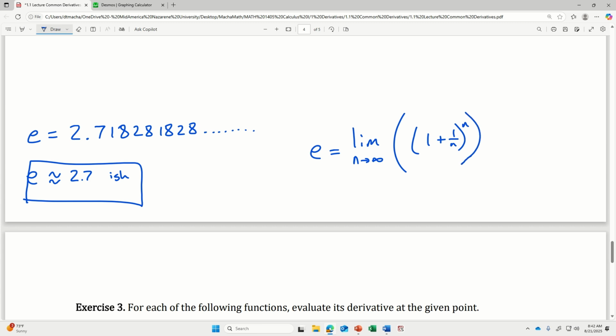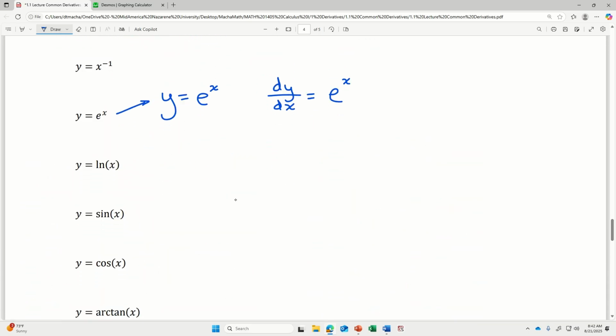So what does that mean? That means if you want a good approximation of e, you could do 1 plus 1 divided by 1,000,000, all raised to the power 1,000,000. And if you want an even better approximation of e, you could do 1 plus 1 divided by 1,000,000,000, raised to the power 1,000,000,000. And the larger the number n gets, the better your approximation of this number. But for our purposes today, we can just remember that this is about 2.7.